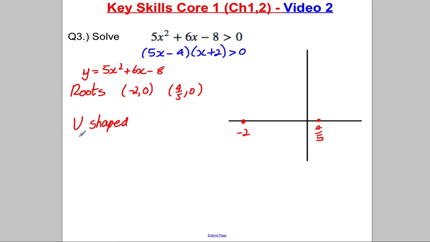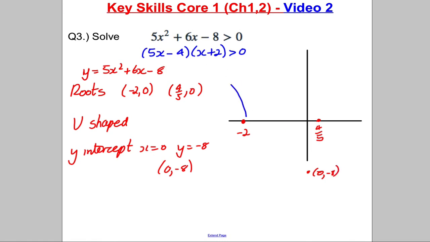And we do know the y-intercept if we needed to know that. That's when x is 0. If we stick x is 0 in here, we get y is -8. So we know it goes through 0 and -8, a point somewhere down here, 0, -8. If we drew the graph, here would be the graph. The graph would be a U shape, something like this, something like that.